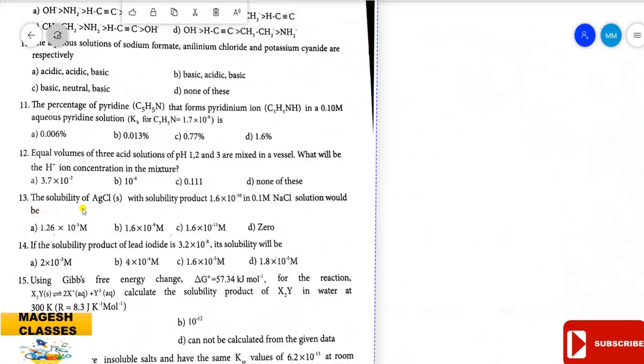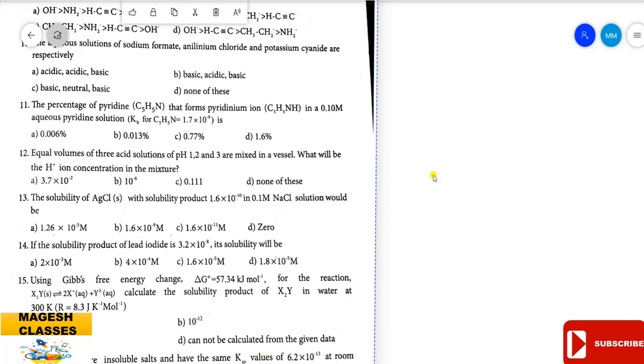Question 13. The solubility of AgCl with solubility product 1.6 into 10 power minus 10 in 0.1 M sodium chloride solution would be. The question is the solubility of silver chloride in the presence of sodium chloride. The solubility product in aqueous solution, in water, is given, that is 1.6 into 10 power minus 10. What is the value of this solubility in 0.1 M NaCl?